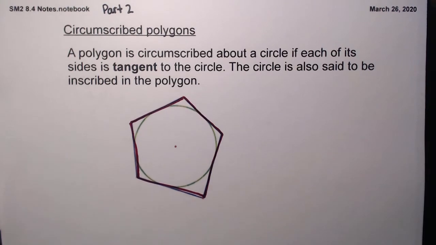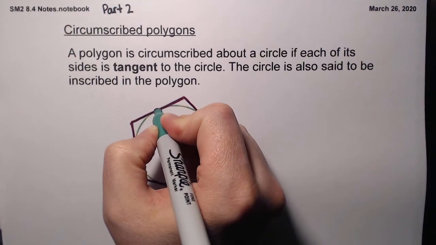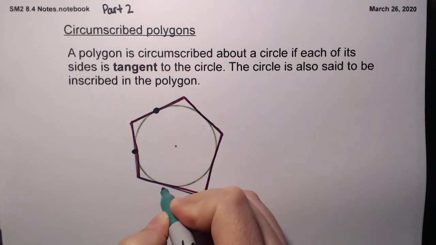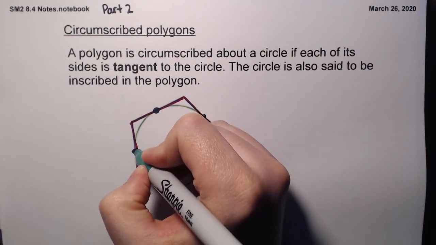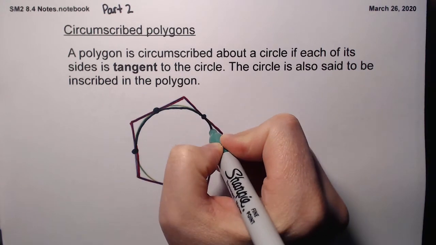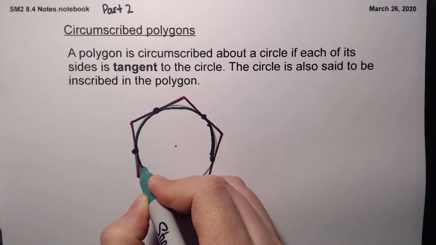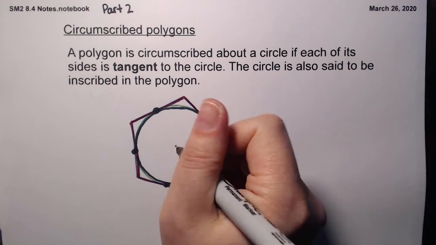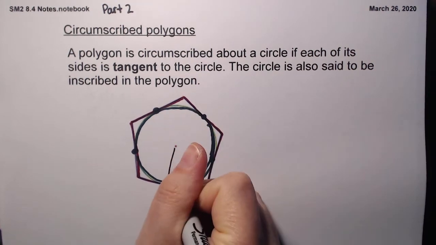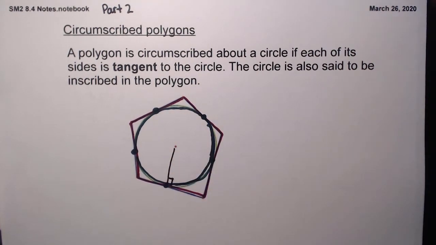Now what's cool about this is when this happens, these lines are tangent to the circle, if I can trace the circle correctly. So I have 5 points of tangency here. If I were to draw a radius to any of these points, this is going to be a 90-degree angle.